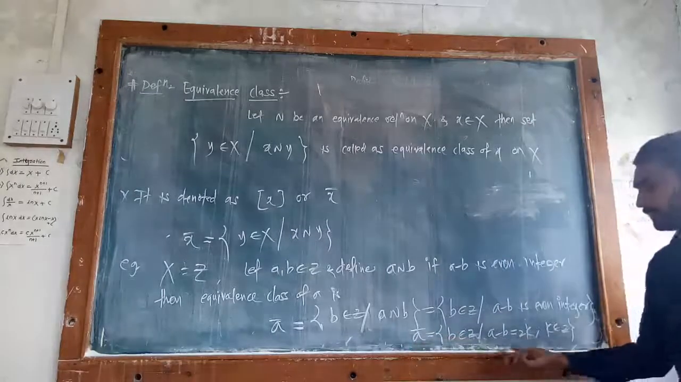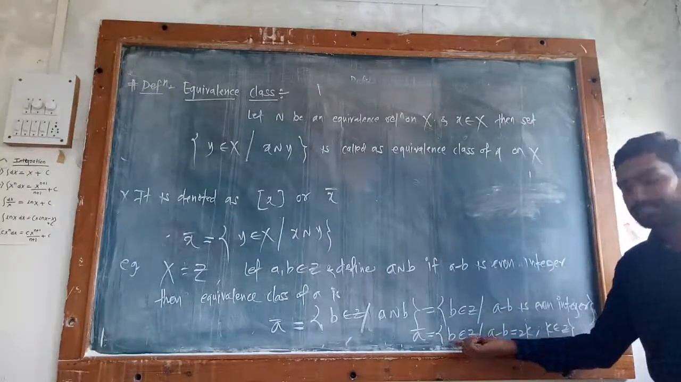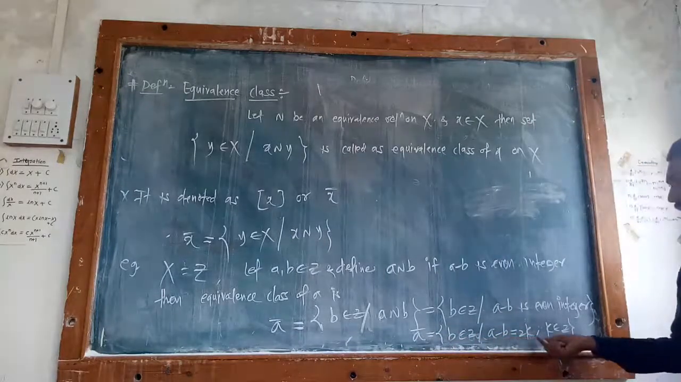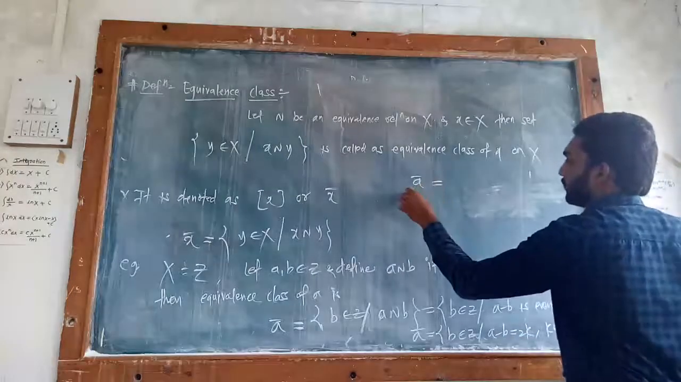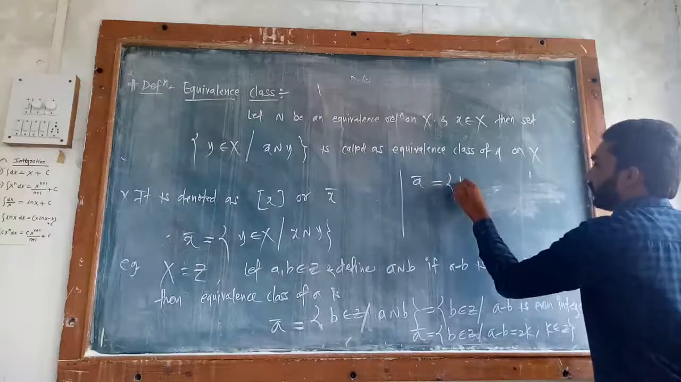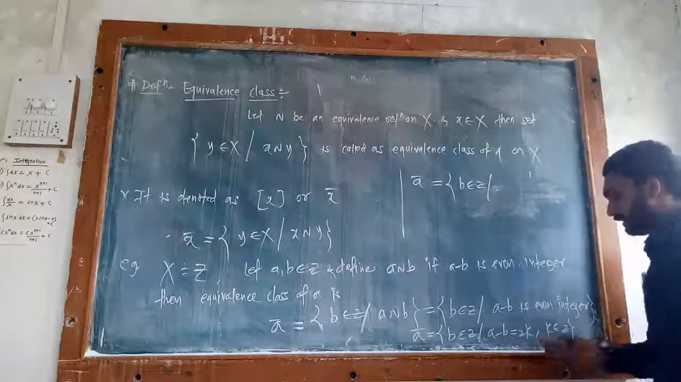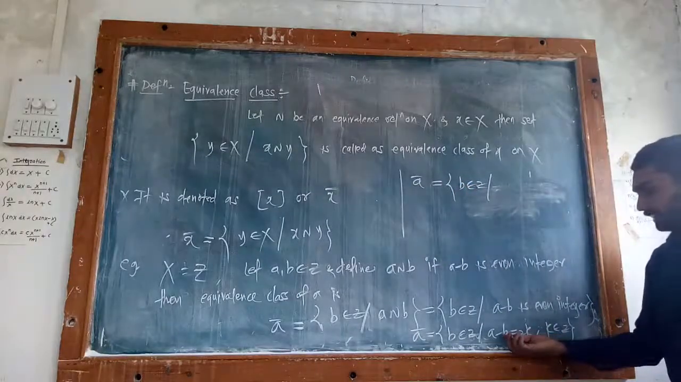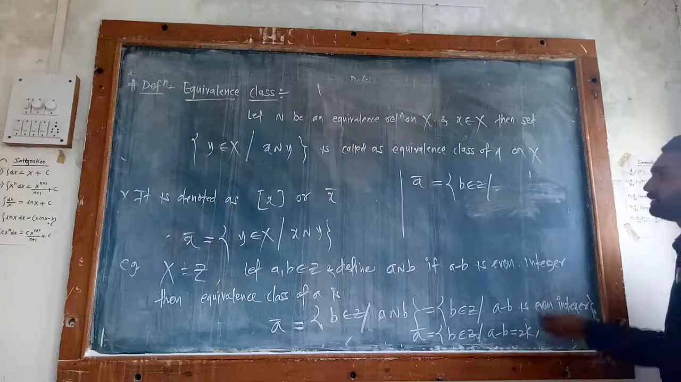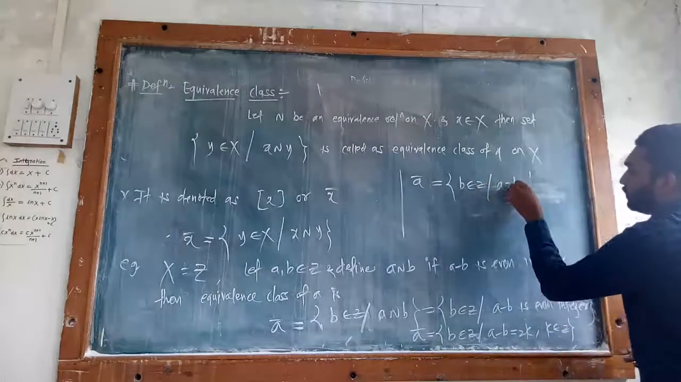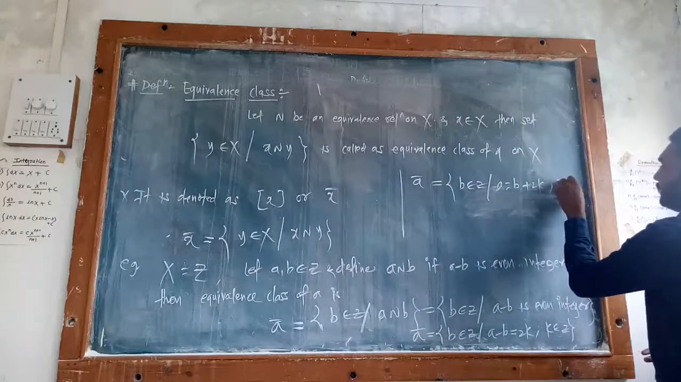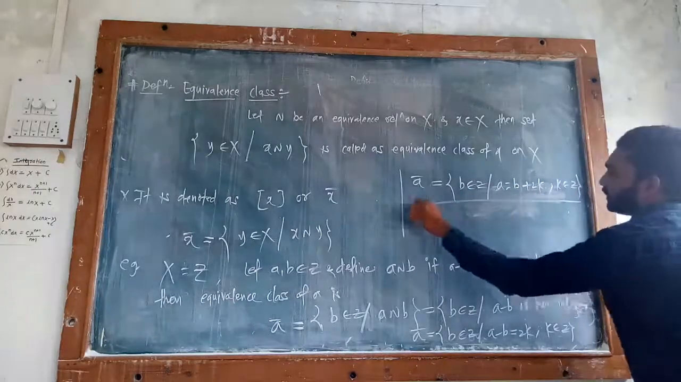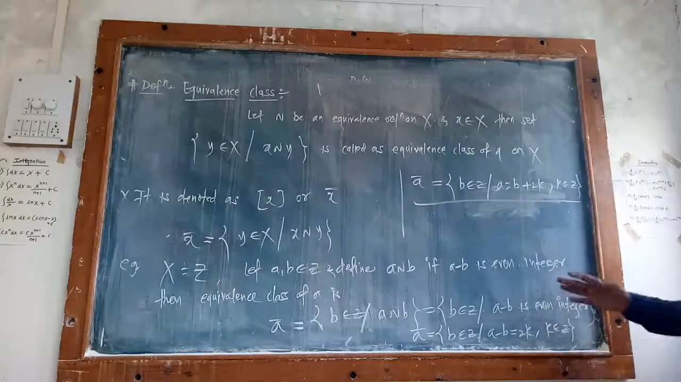The equivalence class of a becomes the collection of all integers b such that a minus b equals 2k, where k is an integer. That means the equivalence class of a becomes the collection of all integers b such that a minus b equals 2k. Shifting minus b to the other side, we get a equals b plus 2k, right? Where k is an integer.